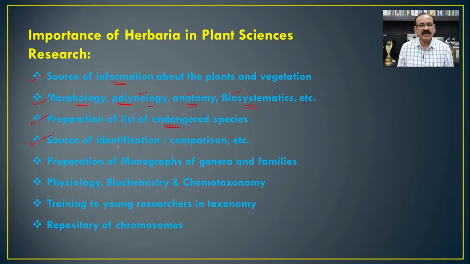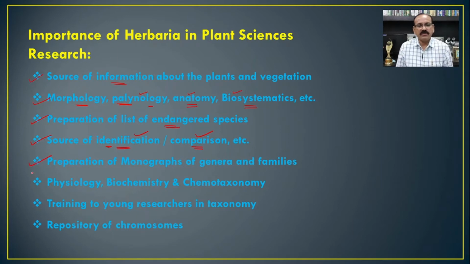Even it is a source of identification and comparison. As said earlier, if we are not able to identify a plant, then by comparing the available sheet with the identified sheet from the herbarium, we can identify the plant. Or if we have identified the plant earlier, we can compare that plant with the earlier identified sheet available in the herbarium, and it can be verified with the identified sheet. Hence it becomes a source of identification and comparison also.